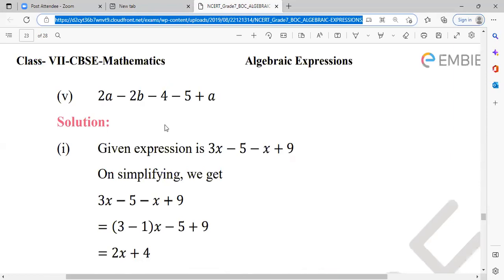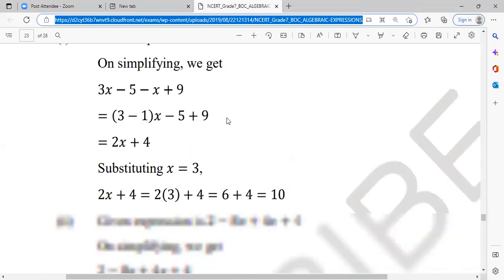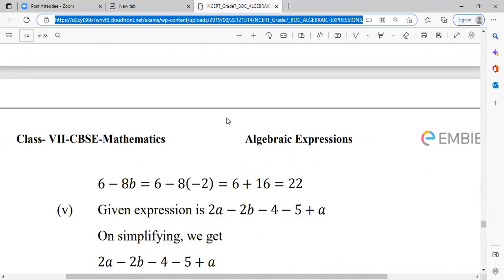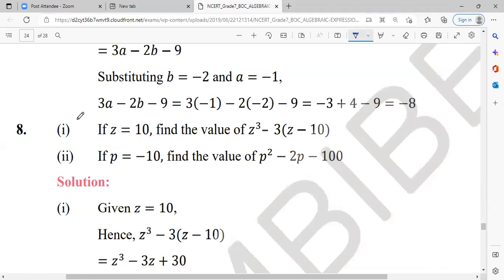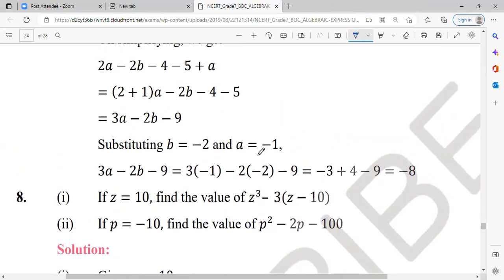We did this one last, right? Yes, ma'am. Okay, this is what we have to do. Question number 8, right? Yes, ma'am. Question number 8 is, if z is 10, you have to find the value of this. So over here, first you will try it and don't get confused.